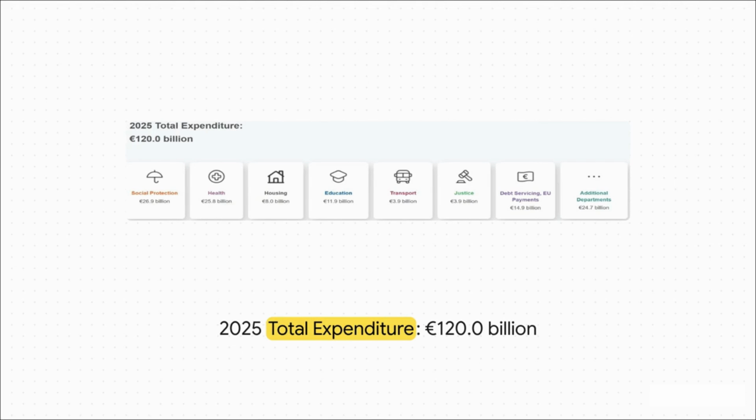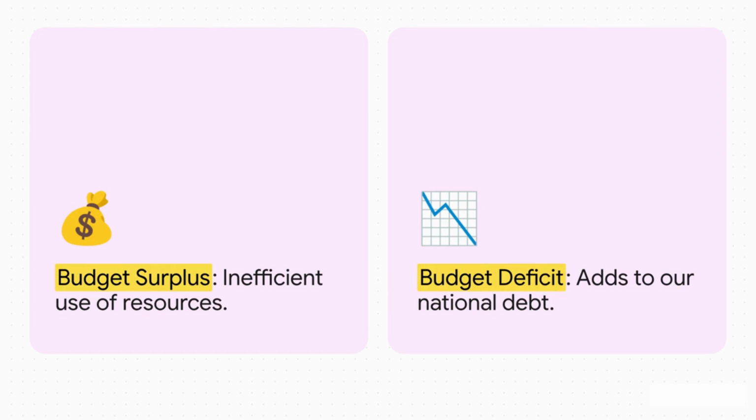We're looking at a planned 120 billion euro expenditure for 2025. That is a massive pie, but look at the scale of these trade-offs. You've got 26.9 billion going just to social protection, 25.8 billion to health, 8 billion to housing, and almost 15 billion just to service debt and EU payments. Every single time the government pledges to increase spending in, say, transport or the environment, they have to meticulously calculate exactly where those funds are being pulled from. It is an absolute tightrope walk.